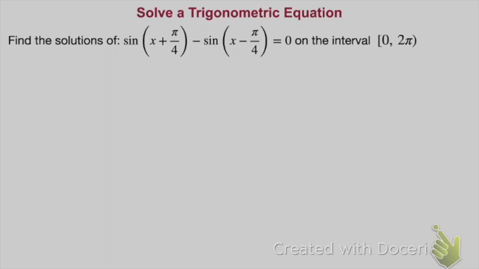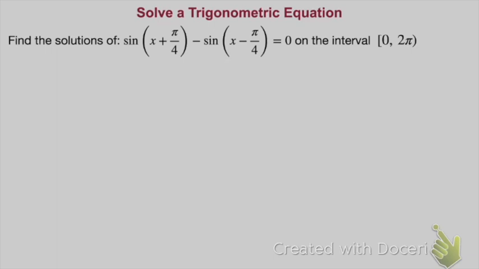Last slide for the day, solve a trigonometric equation. We want to find the solutions of sine of x plus pi fourths minus sine of x minus pi fourths equals 0 on the interval from 0 to 2 pi. Here we have a sum and a difference for sine. So we're going to use our sum and difference identities to solve this.